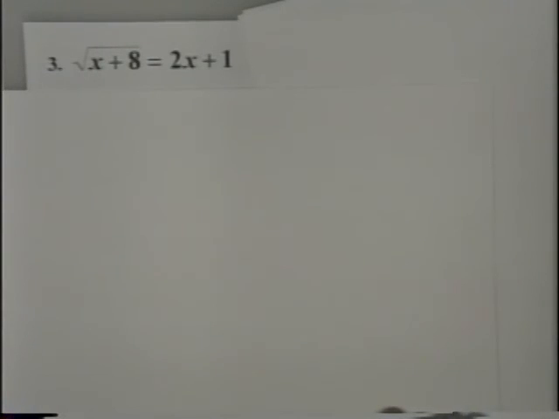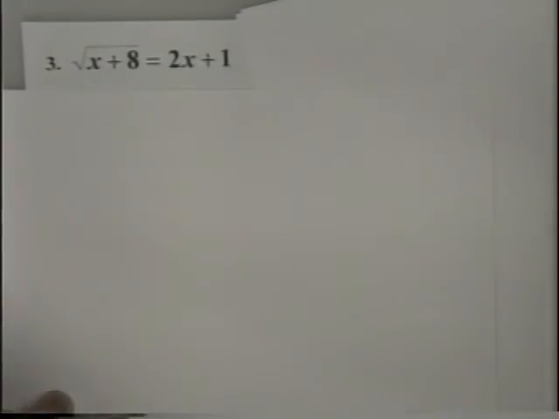Okay, here's our next one. The square root of x plus 8 equals 2x plus 1. You might want to try this first. Stop the tape. All right, let's do it together. First step is to isolate the radical. Well, that's already done.